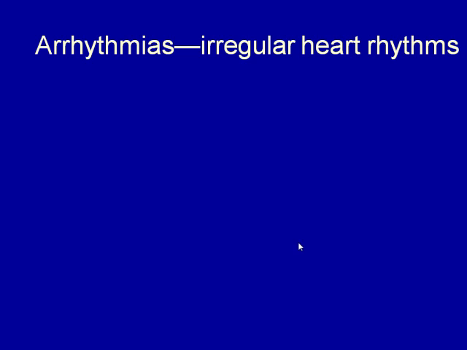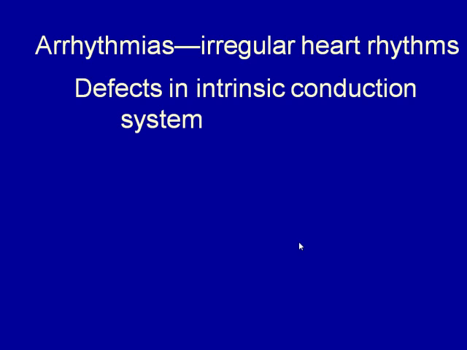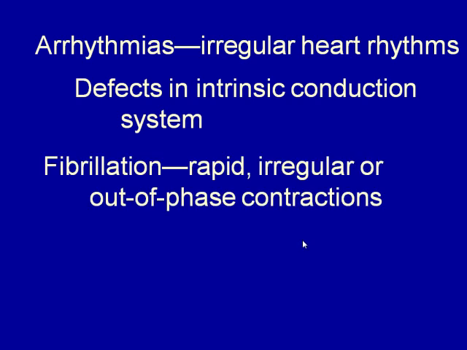Arrhythmias are what happens when you have irregular heart rhythms. Usually arrhythmias are because of some sort of defect in the intrinsic conduction system. Some part of it is not doing its job. Fibrillation is when the heart muscles are really not paying attention to much of anything. You have rapid, irregular, or out of phase contractions, and so the muscle is contracting, but it's contracting randomly and erratically. When this happens, blood is not pumping.